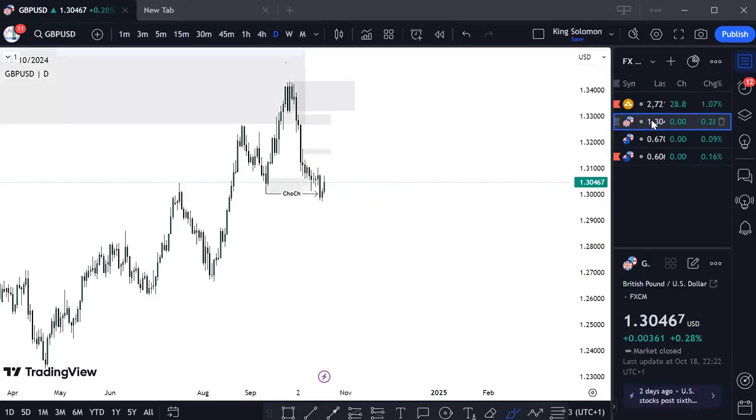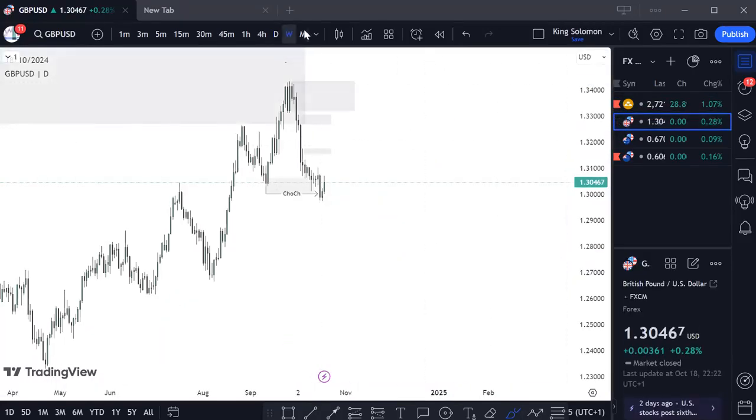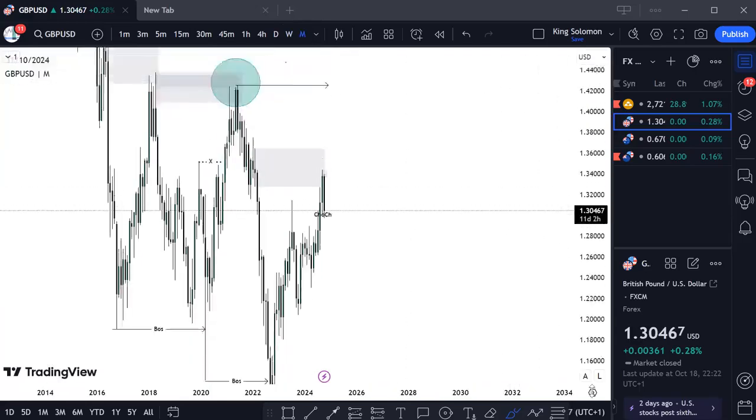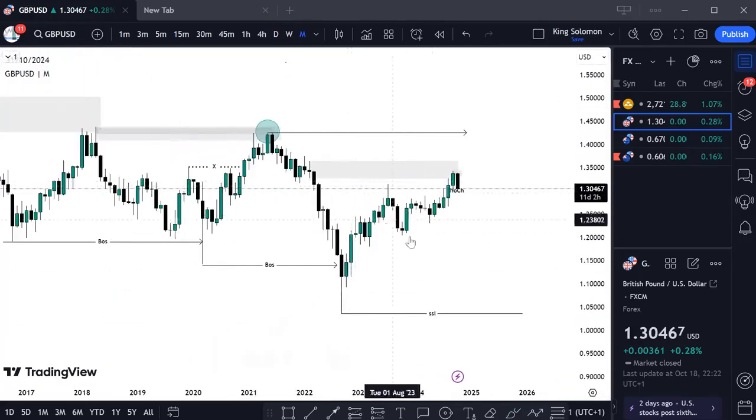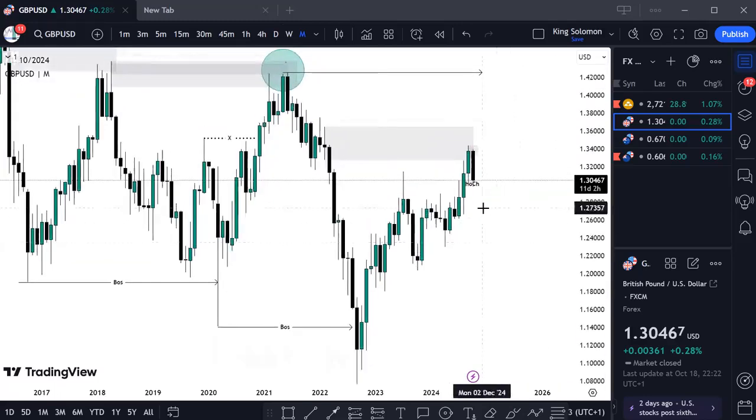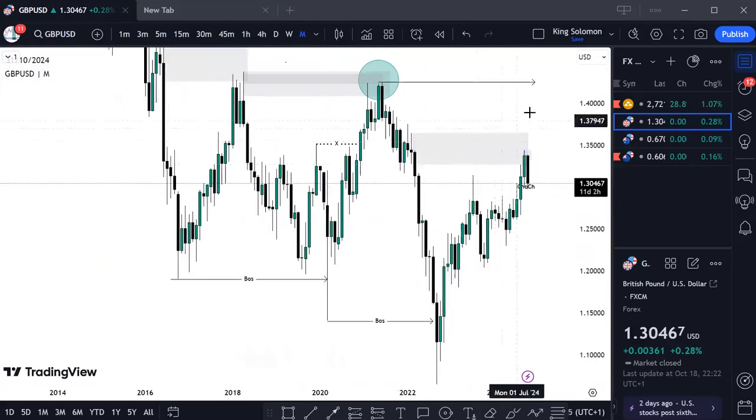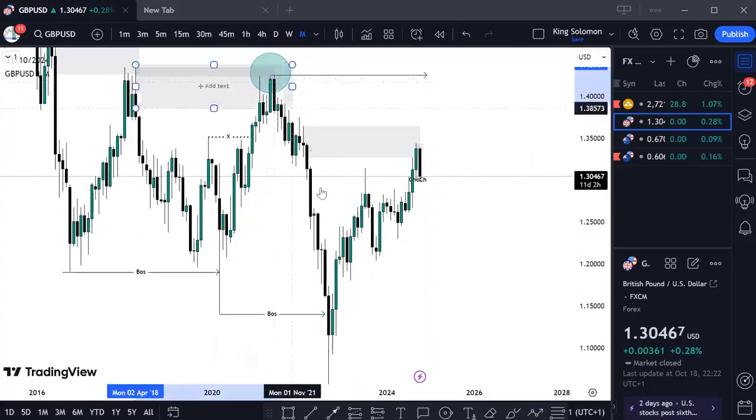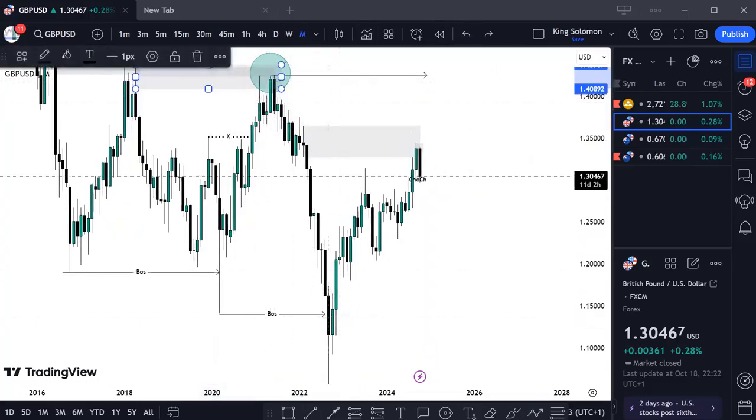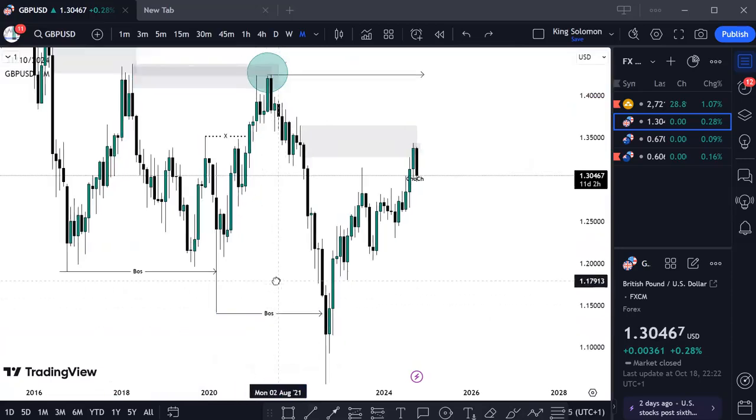And then on GBPUSD, on the monthly time frame, I was able to see that price was on a downtrend, right? And then seeing this high marked as a strong high indicates that price took out a valid low, causing a break of structure around here.